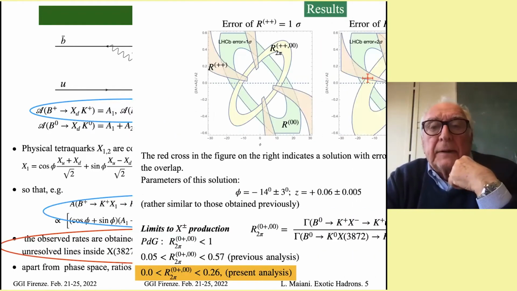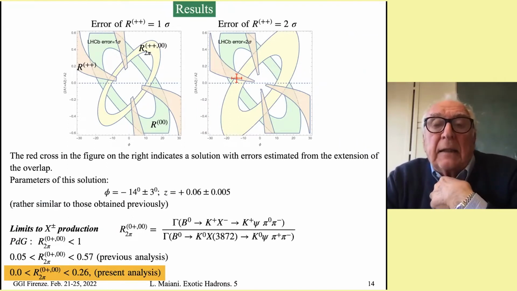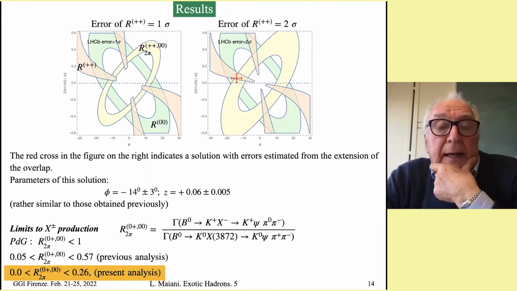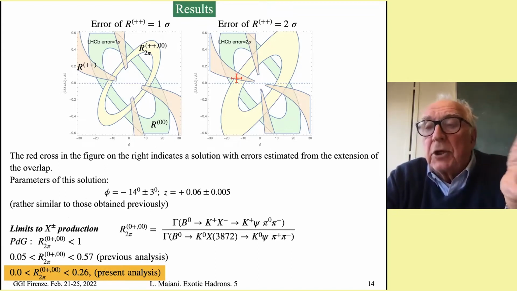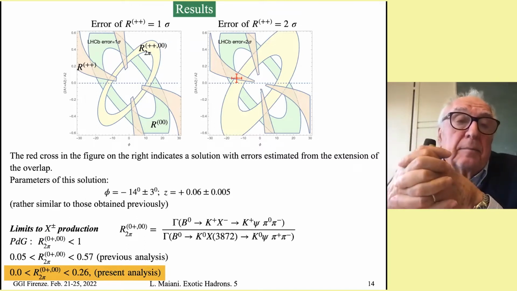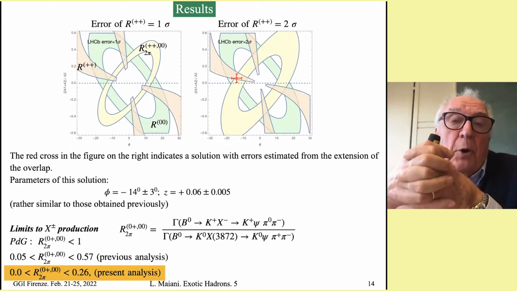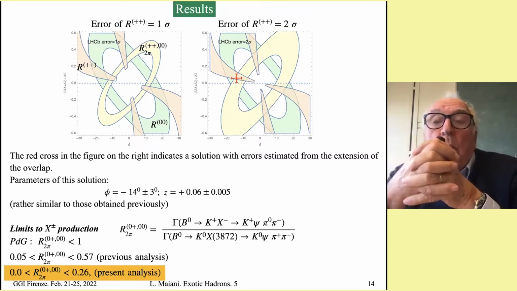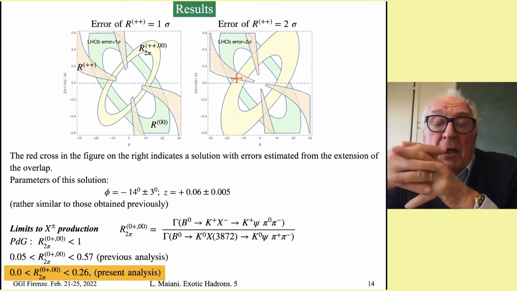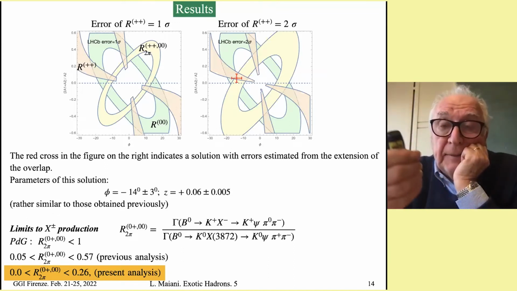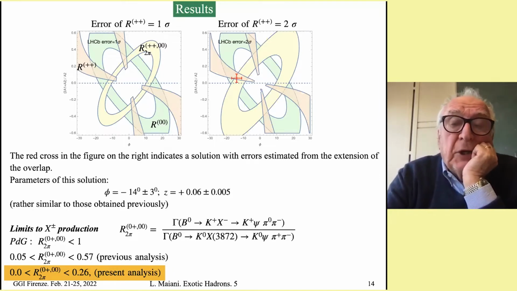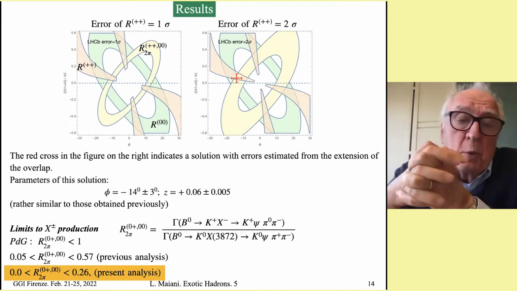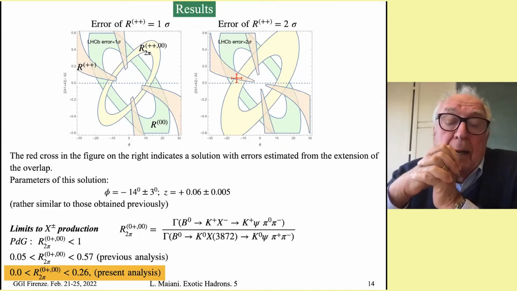And then this is the result. There are three regions, yellow, brown, and green, that correspond to the three values of the three ratios within errors, and they should meet in a point. And with one standard deviation, there is some difficulty in meeting them. So I plotted the case in which you take two standard deviations, and the red cross gives one solution, which will correspond to a given value of the mixing angle and to a given value of the ratio between A2 and A1. And what is the use of that?